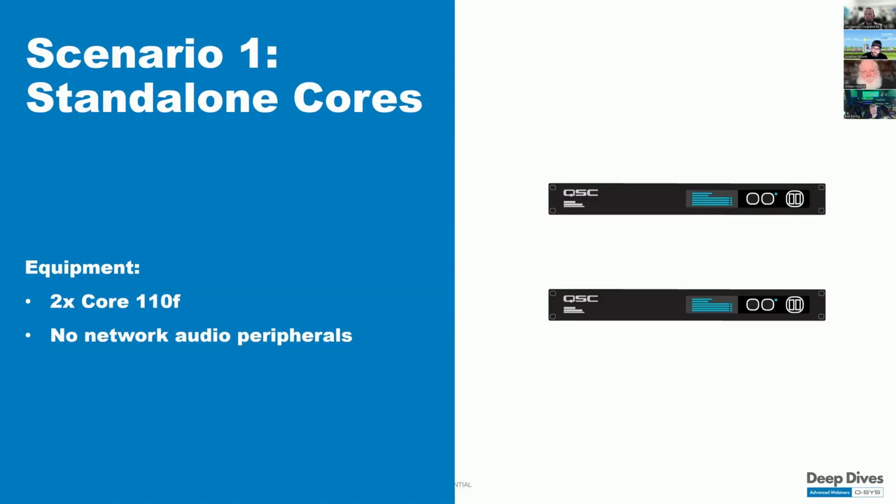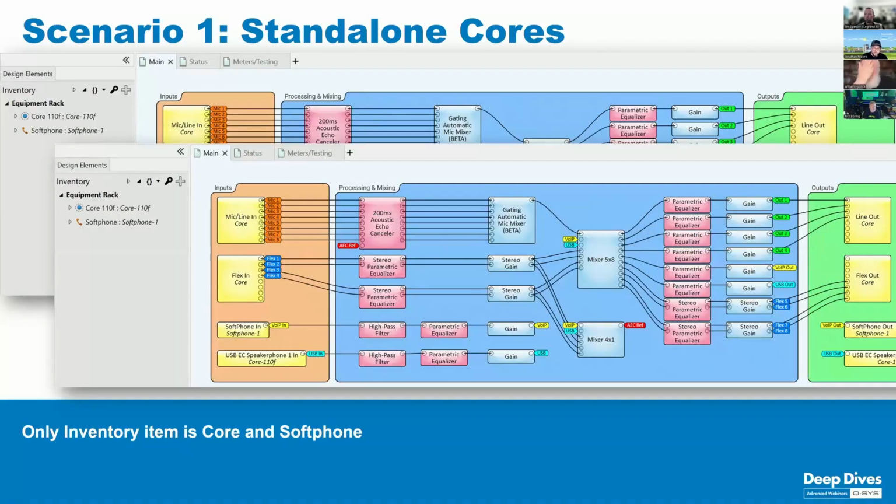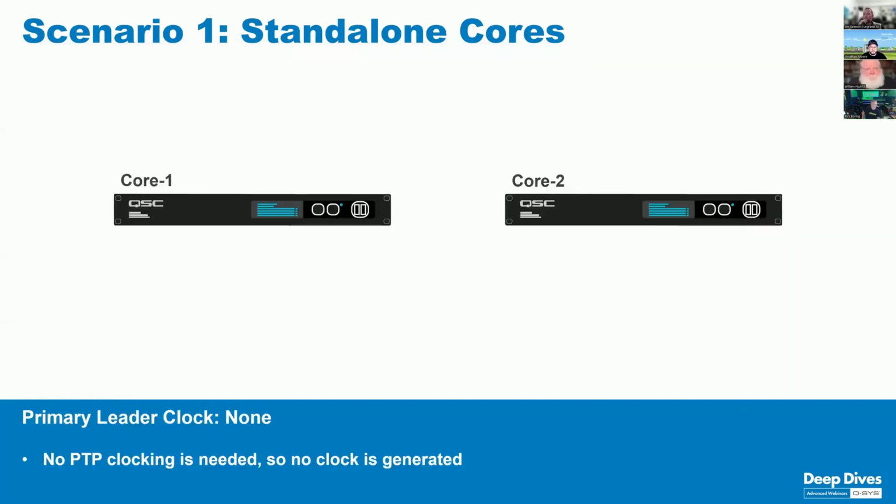Okay, so we have two pieces of gear on the network, and they have no audio peripherals between them. And in my DSP design, I only have analog audio in and analog audio out. I'm not relying on any clocked audio in the system. So no Dante, QLAN, or AES67. So between these two devices do not need to speak PTP on the network. So they do not need to clock together because we're not sending any audio on the network, either between each other or to other devices on the network. So there is no clock generated when there is no clocked audio designed in our DSP.